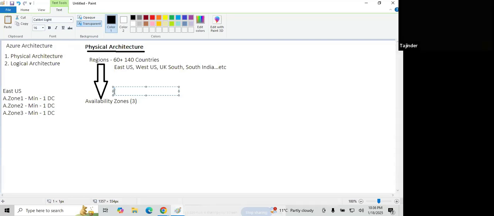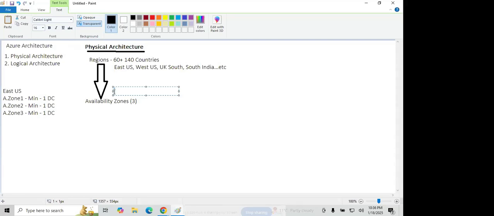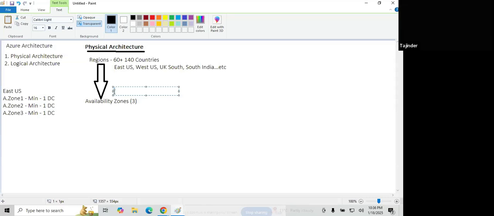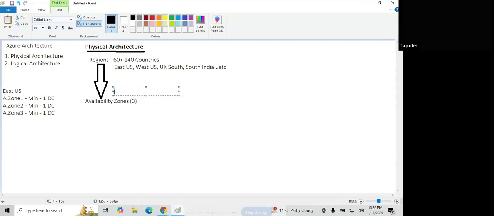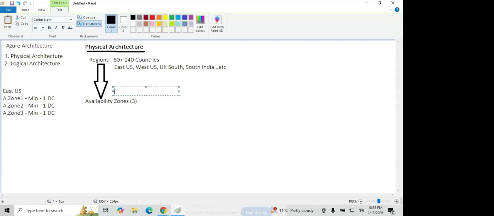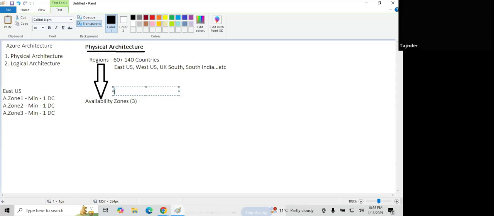Second category of a region: region with availability zone. Any region which is with availability zone will have three zones. In every zone there will be one data center, but now there are three different physical locations where Microsoft has deployed data centers. Hope you got the category. Hope you got the clarity.